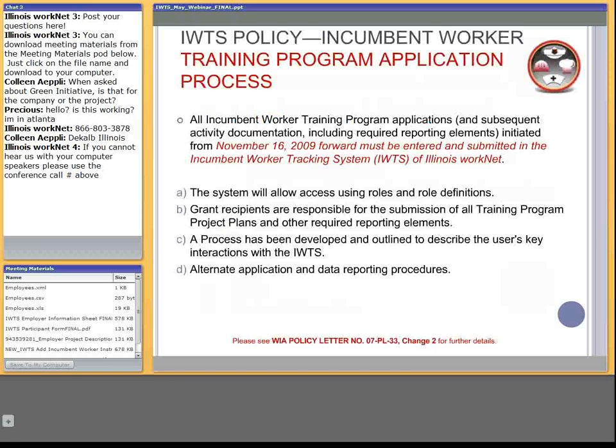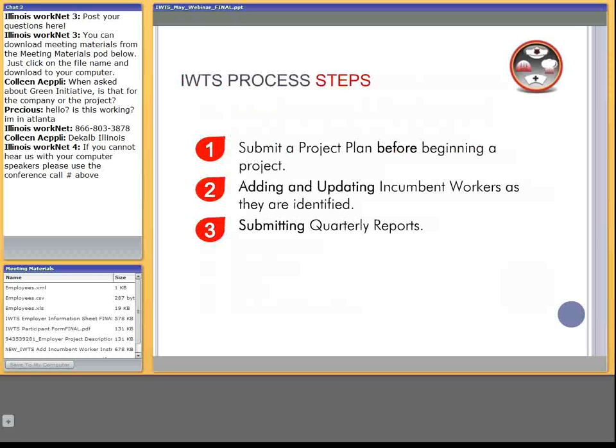Another thing I wanted to add is that within this process, as I mentioned before, it's really important to submit a project plan before beginning this project. You cannot add or update any of this if you don't have your project plan submitted. Once that is done, you can add and update an incumbent worker as they are identified. If you have new workers in a new quarter, you can keep adding them; they just won't be included in the previous quarter. Then the third part is submitting your quarterly reports, and we'll go through that.